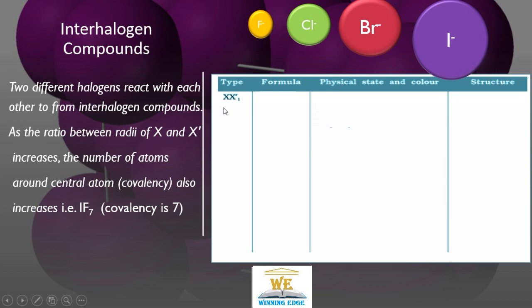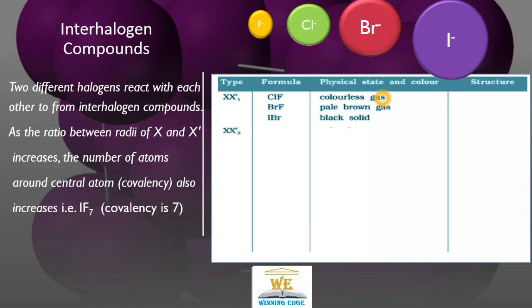This is XX'. We have ClF, BrF, IBr. These are the three possible interhalogen compounds. Chlorine is larger in size compared to fluorine. Chlorine monofluoride, bromine monofluoride, and here iodine monobromide. This is a black solid. This is a pale brown gas. This is a colorless gas.